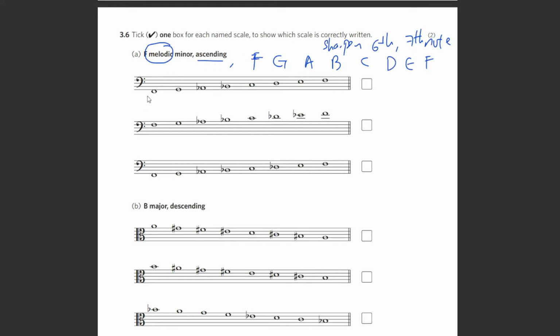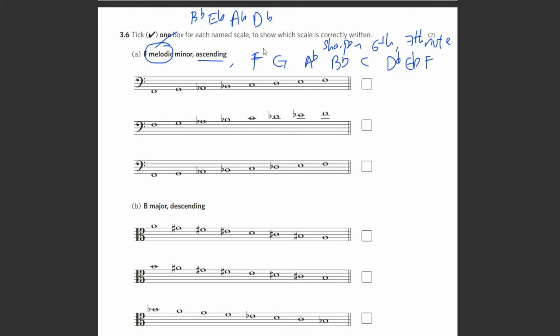So next, to do this question, I know that this is F, G, A, B, C, D, E, F. Okay, then F melodic minor. So let's first look at the key signature of F minor. It has B flat, E flat, A flat, and D flat, right? So let's put in the flats for B flat, E flat, A flat, and D flat.